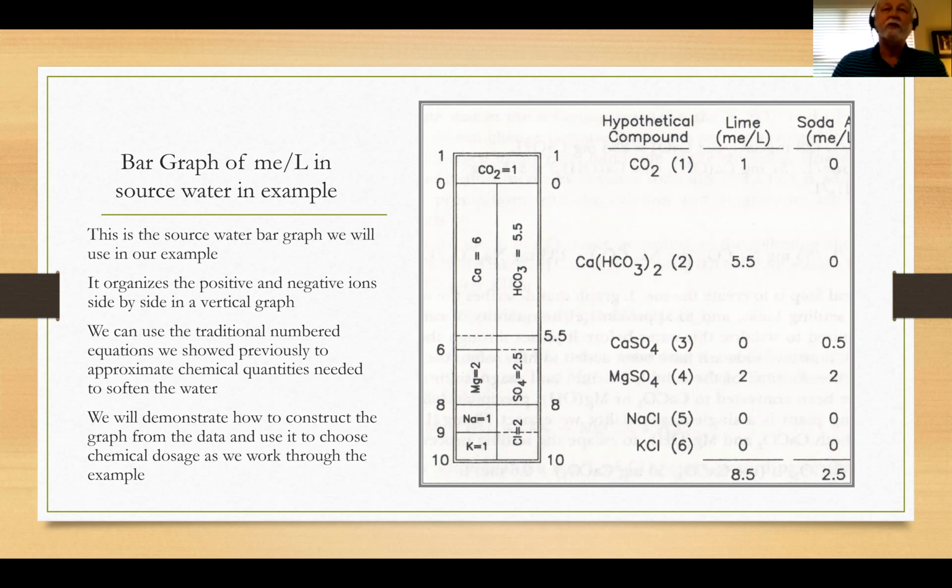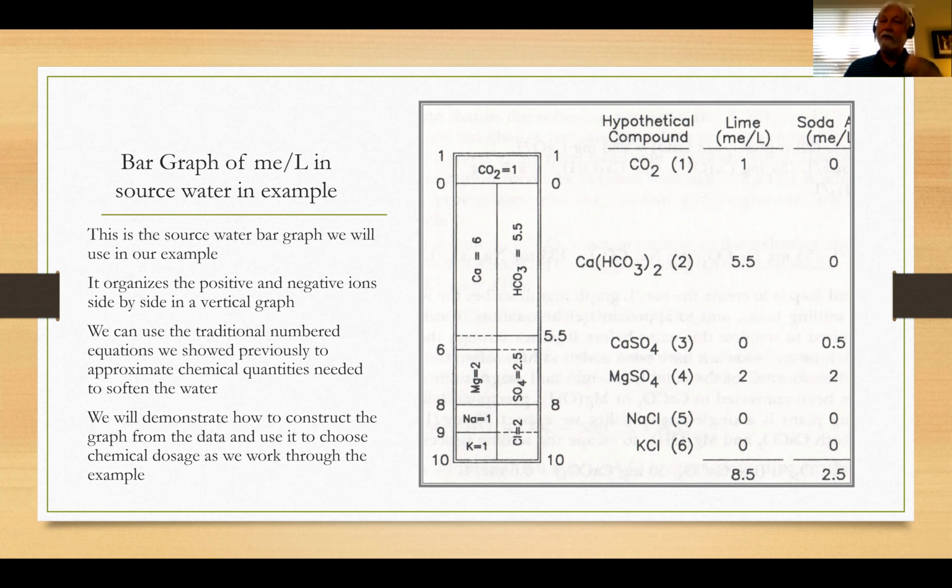Now I've got 6 calcium, but only 5.5 alkalinity. So you see I drew a dotted line there across at 5.5 because I've got 5.5 milliequivalents of calcium bicarbonate. And you go back to the first of the 3 equations. I can't remember, but I think it's number 1, but it's 5.5. Again, we're dealing in milliequivalents per liter. So 5.5 calcium bicarbonate require 5.5 milliequivalents per liter of lime. It produces nothing but calcium carbonate, so there's no need for soda ash, so that's a big 0.